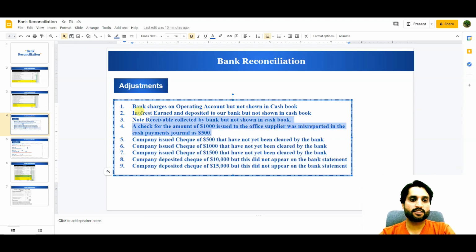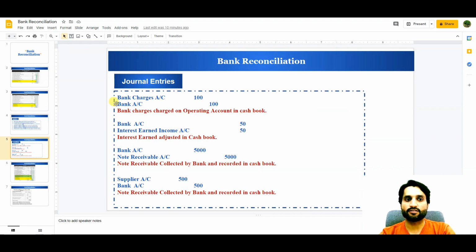For the above 4 entries, we will prepare the journal entries to match the cash book with our bank book. The first entry we are going to pass here: bank charges account expense debit and bank account credit. Now this bank account is our cash book bank account. So, bank charges charged on the operating account in the cash book.